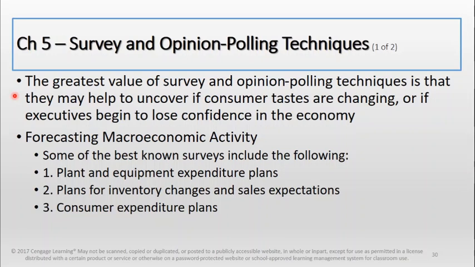So, you have forecasting macroeconomic activities, which include plant and equipment expenditure plans. You have plans for inventory changes and sales expectations. You also have consumer expenditure plans. These are just some of the known surveys available from private and governmental sources.